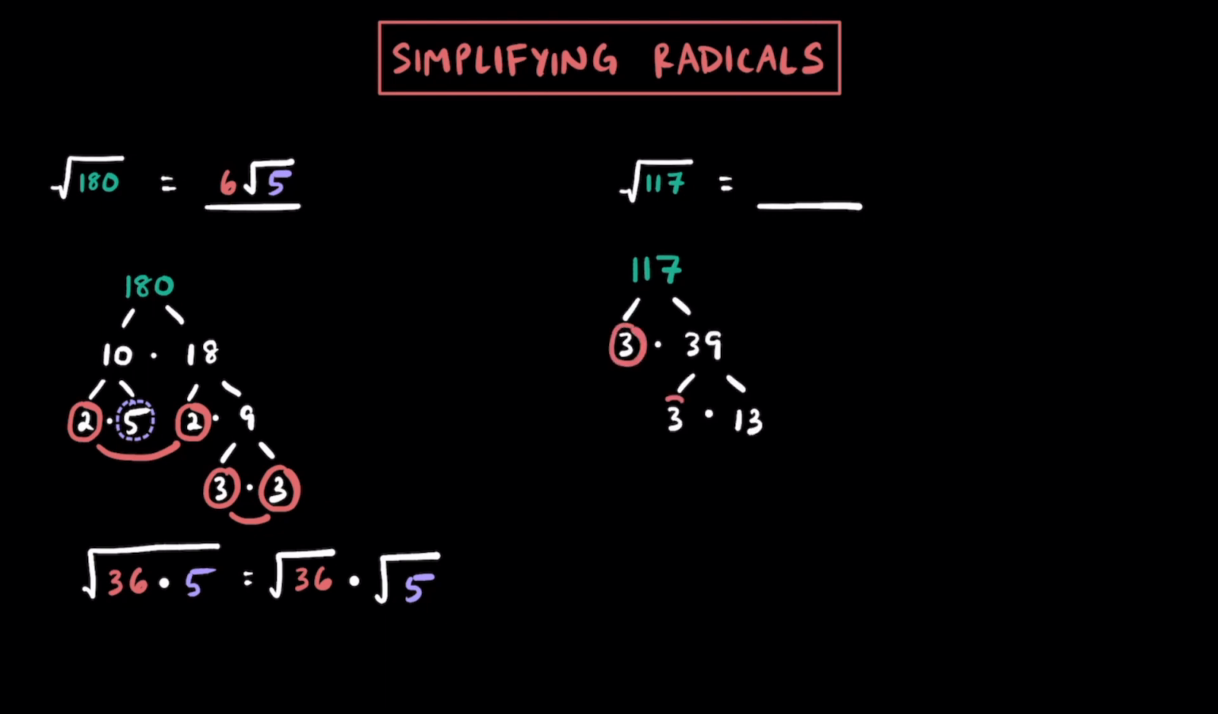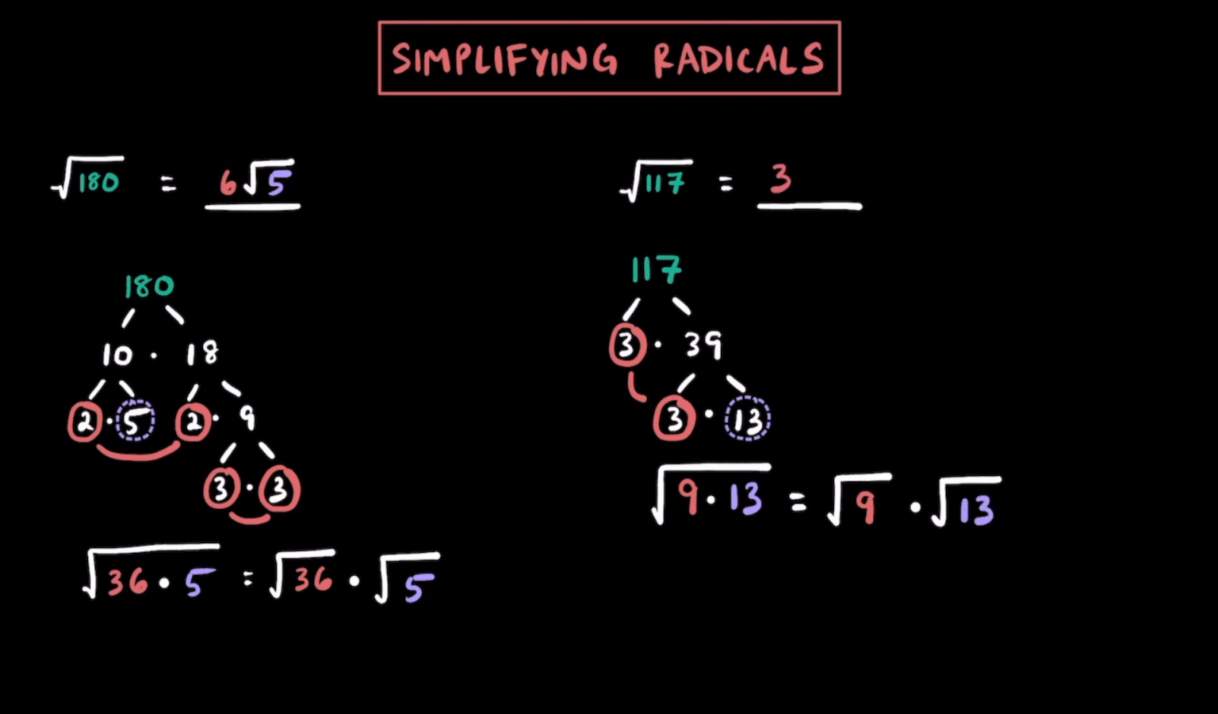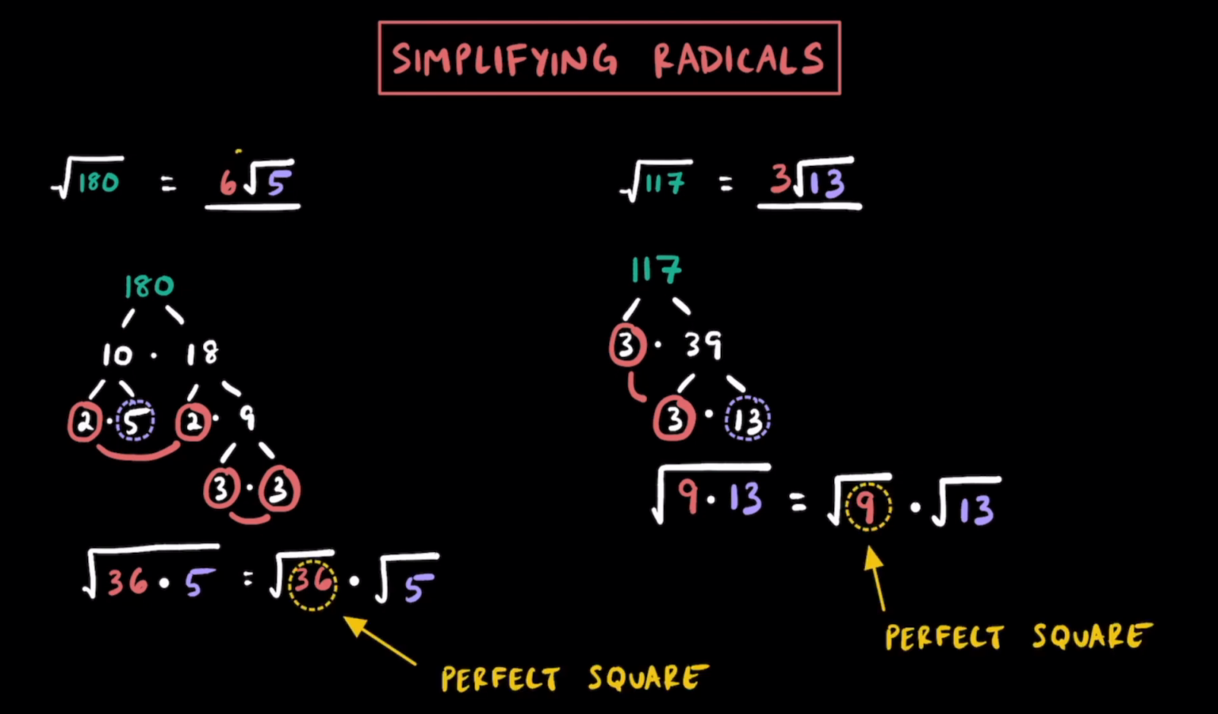Pairing up the 3's from the prime factorization, we can rewrite the square root of 117 as the square root of 9 times the square root of 13. The square root of 9 is equal to 3, so we can simplify the square root of 117 as 3 root 13. And if you'd like to, go ahead and see if these simplified radicals make sense.